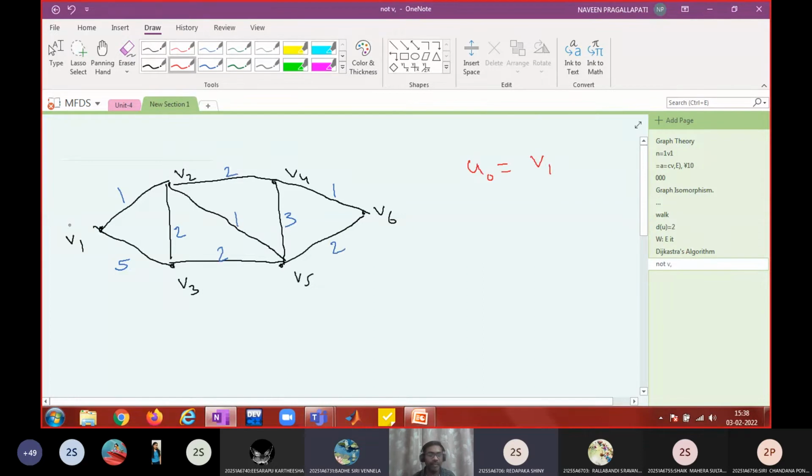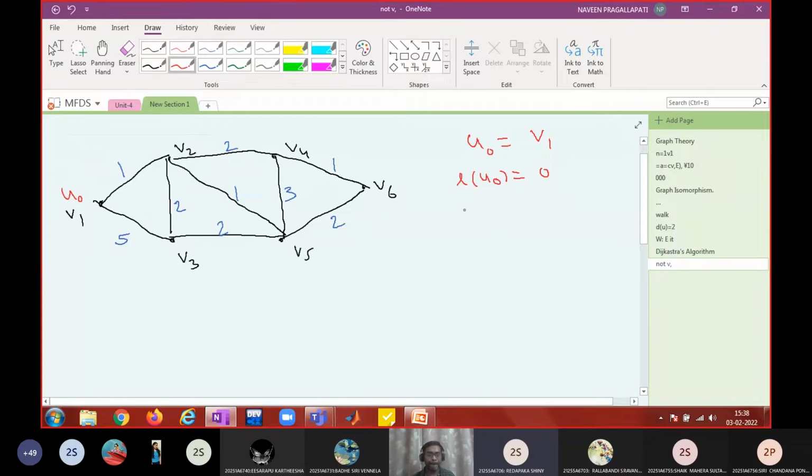V1, sir. So I'm calling it as U0. And what is L of U0 I am giving? 0. Do you agree? Okay. So what is your S0 initially? S0 is initially singleton U0.